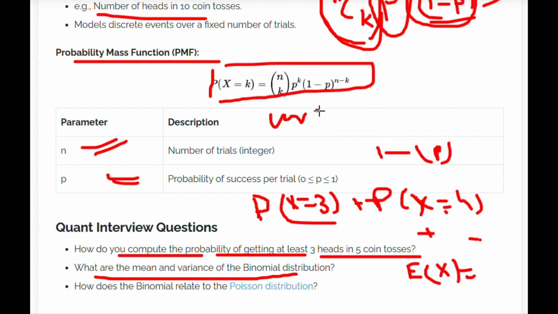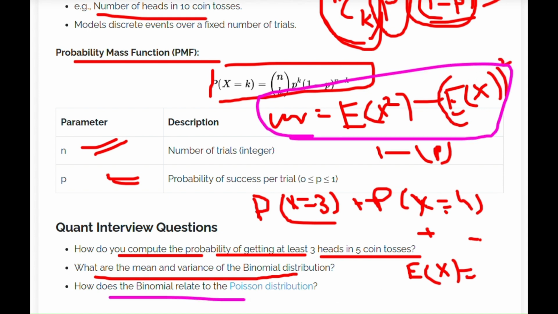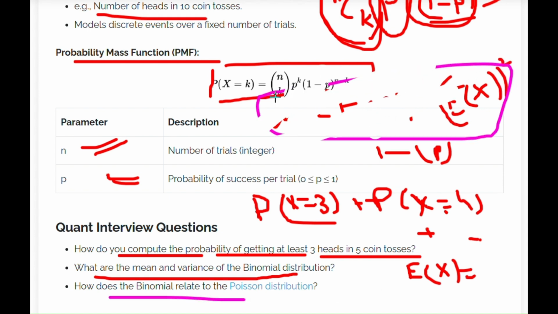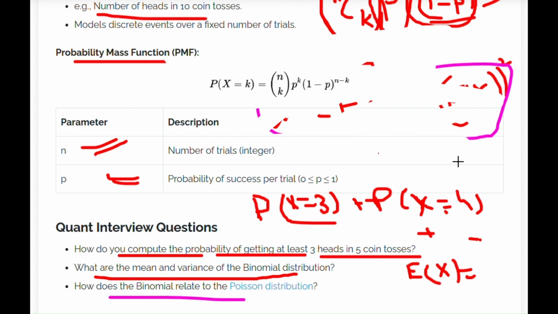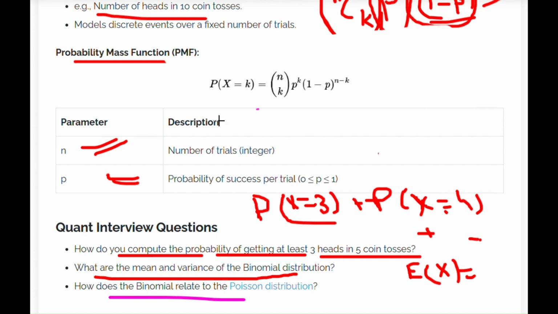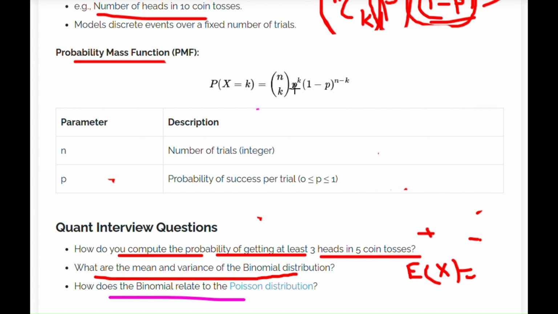For variance, you have to use expected value of x squared minus expected value of x whole squared. How does Bernoulli relate to the Poisson distribution? So Poisson is a limiting case. Sorry, how does a binomial distribution relate to the Poisson distribution? Poisson is a limiting case of binomial.